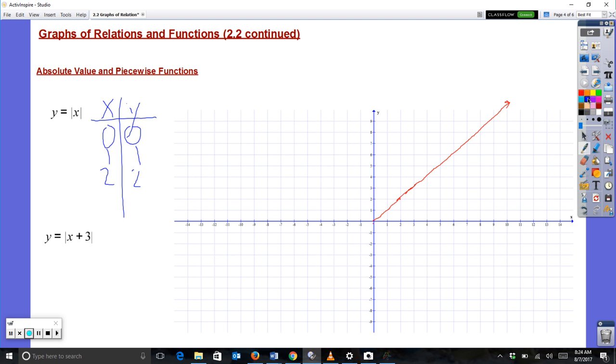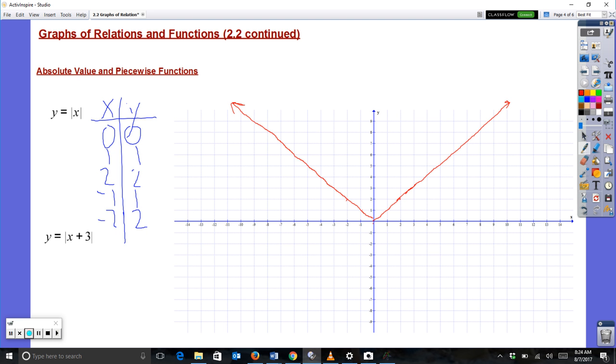What about to the left, though? So absolute value of -1, that's 1. Absolute value of -2, that's 2. So off to the left, we would go left 1, up 1, left 2, up 2, and we've got this branch going this way.